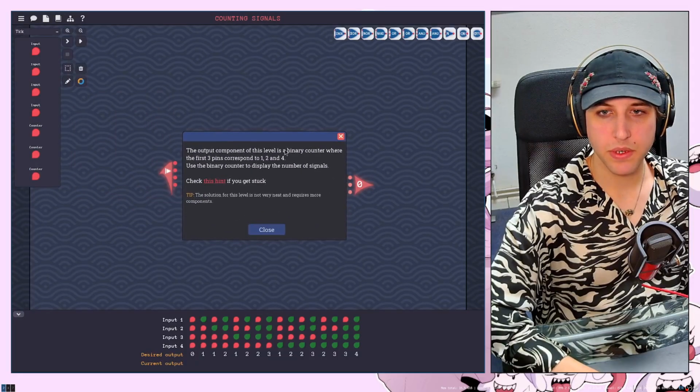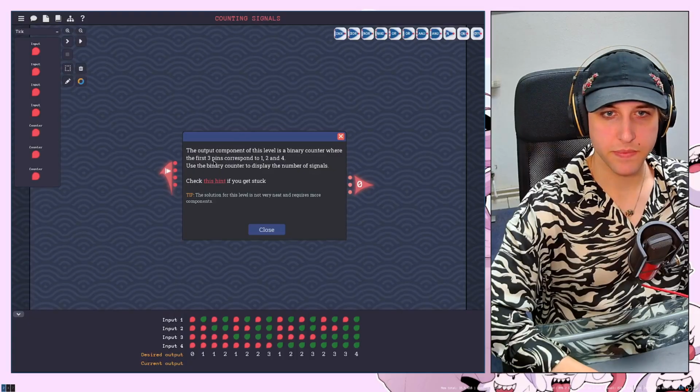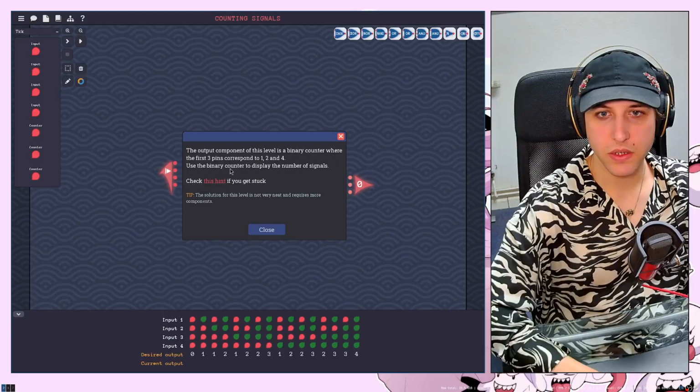The output component of this level is a binary counter, where the first 3 pins correspond to 1, 2, and 4. Use the binary counter to display the number of signals. Check this hint if you get stuck. The solution for this level is not very neat and requires more components.